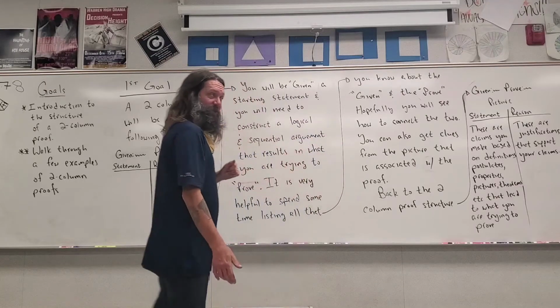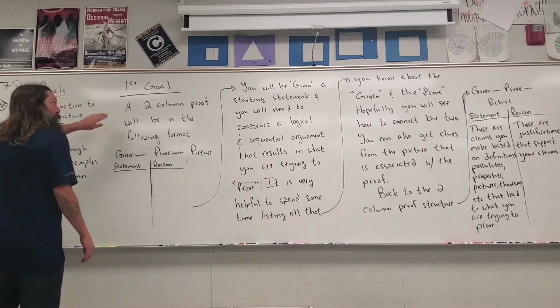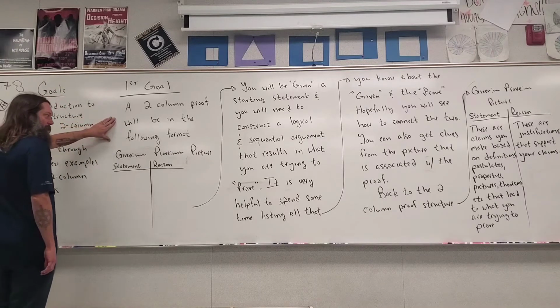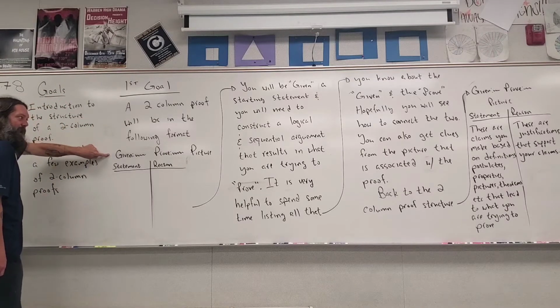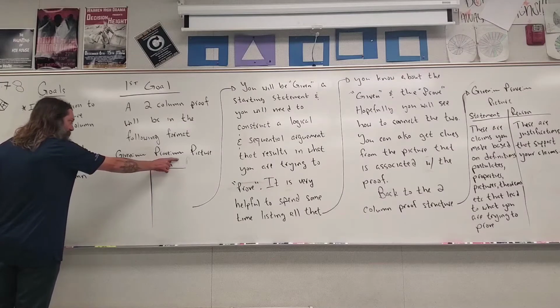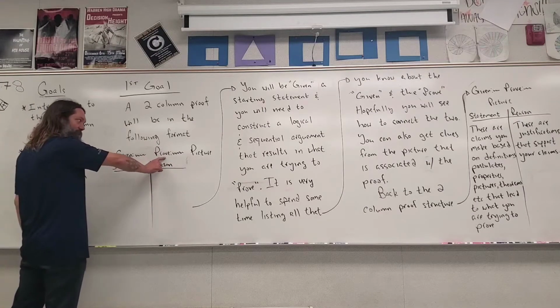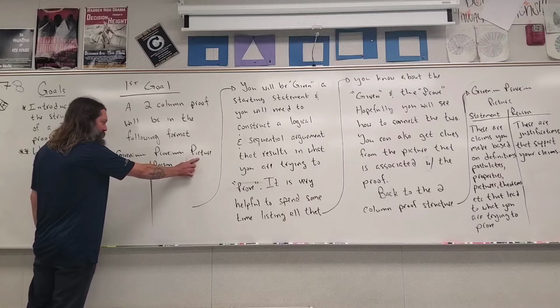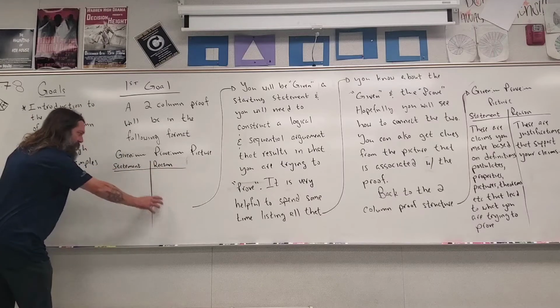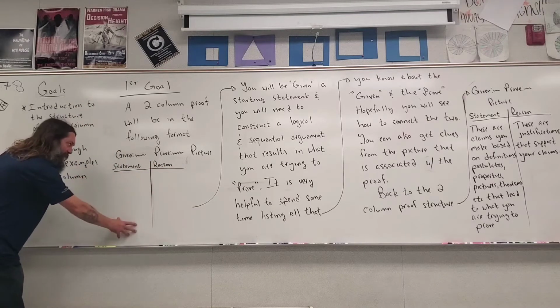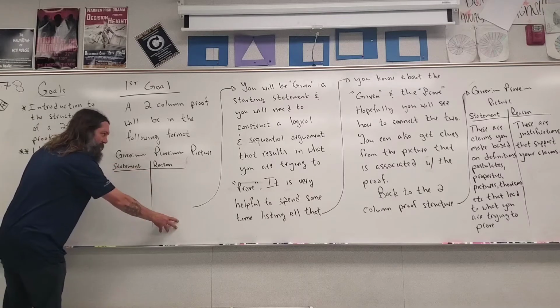So let's continue. A two-column proof will be in the following format. You will be given something. You'll be asked to prove that the given turns into what you're trying to prove, and sometimes it involves a picture. This is the two-column part of the two-column proof. On the left side, you have your statements. On the right side, you have your reasons.